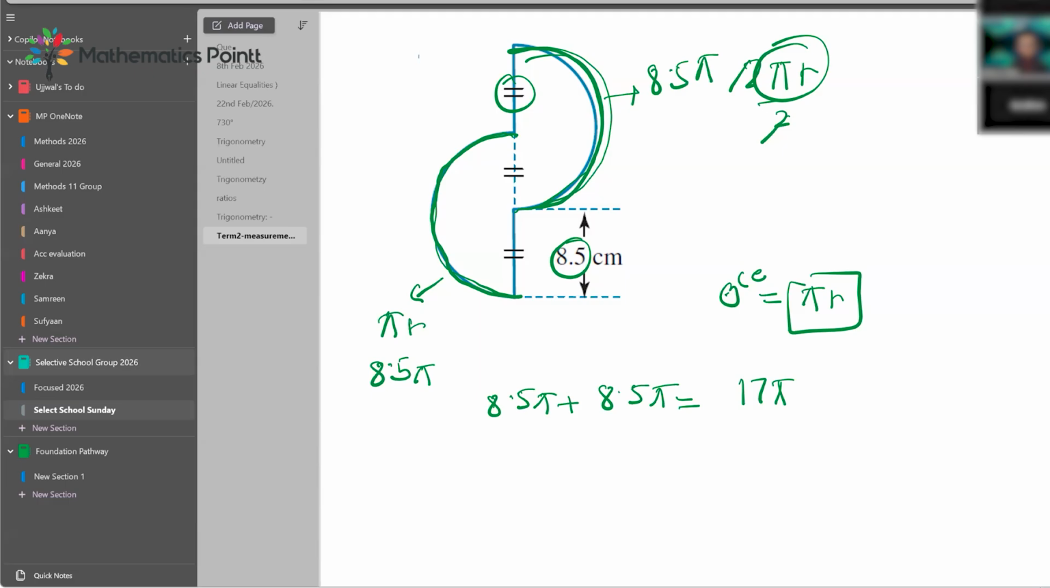One thing that a few of you forgot was measuring this bit as well, and this bit. They are 8.5 each. So you add 8.5 plus 8.5. So eventually this becomes 17 centimeters. And yes, 70 point whatever. Now you can plug it in.